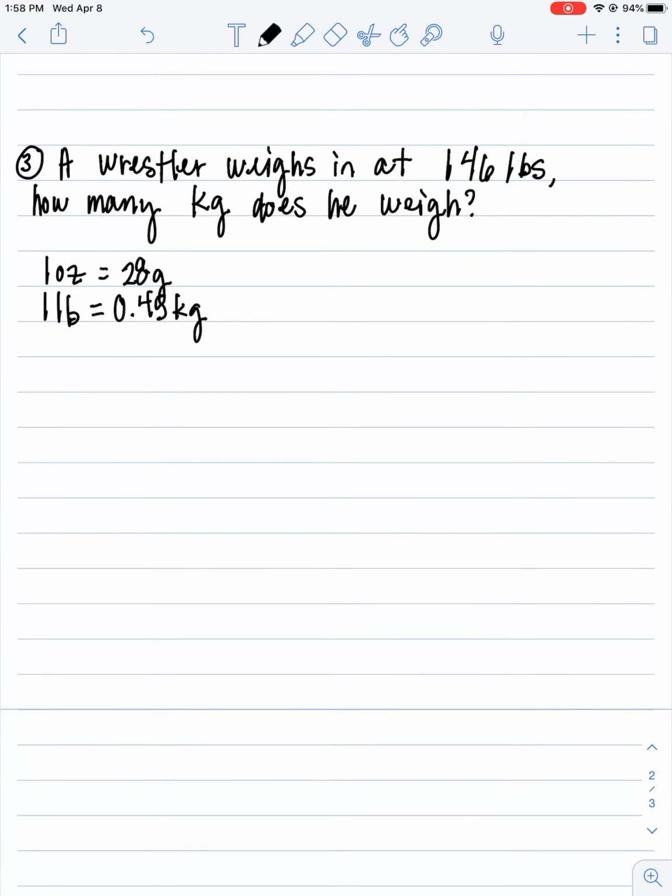Okay, and so now I'm going to go in. Usually when I teach this class, I have a wrestler in the class. So I'd like to do this example because wrestlers have to meet weight when they have their meets. And so number 3, it says a wrestler weighs in at 146 pounds. How many kilograms does he weigh?